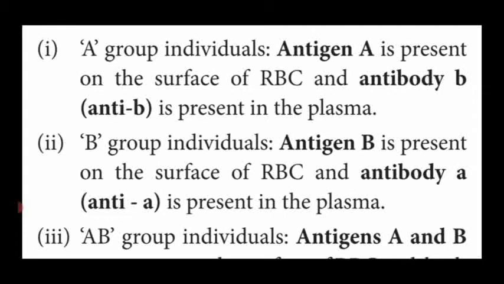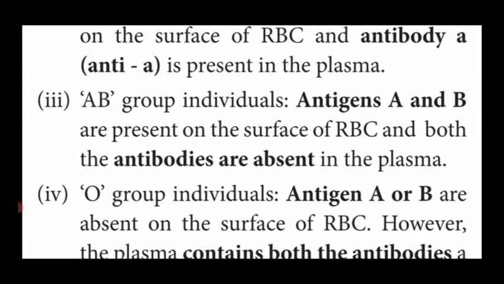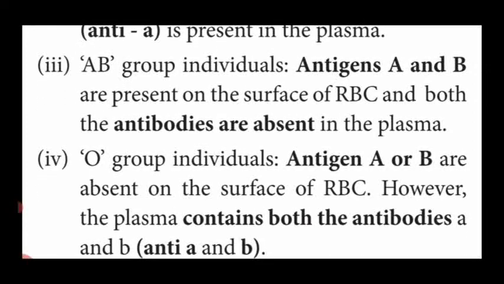Next one, AB group individuals. Antigens A and B are present on the outer membrane of the RBC, but on the inner side, in the plasma, antibodies are absent, no antibodies. That is said to be AB blood group. Next one, O group individuals. Antigens A and B are absent on the outer membrane of the RBC, but the plasma contains both antibodies, A and B.